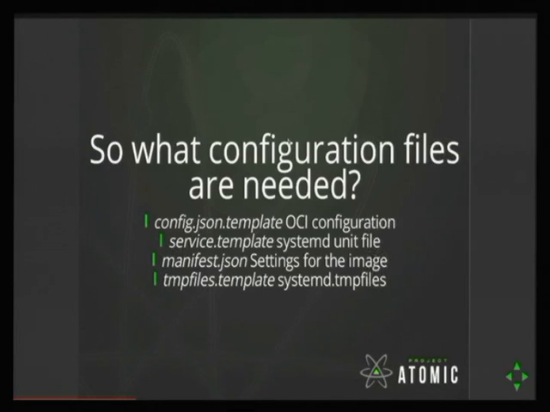The second one, if you're not happy with the default configuration file generated for systemd, you can provide your own. Then we have a manifest JSON for settings, various things for the image related to the system container. And finally, if your container requires some temporary files or directory to be present on the host before it runs, you can use systemd temp files.